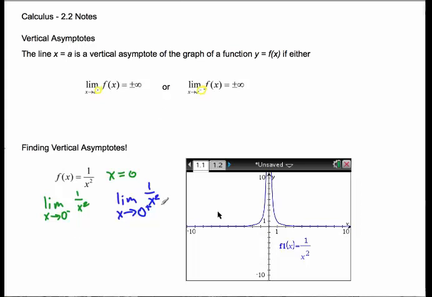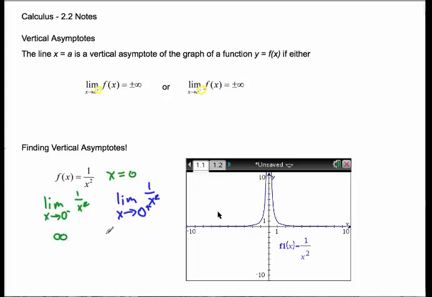But when we get really, really close to 0 from the left-hand side, we'll notice that we're getting really, really small numbers on the bottom. So 1 divided by a really, really, really small number is a really, really, really big one. And so we're going to discover that this limit right here is going to go to positive infinity.